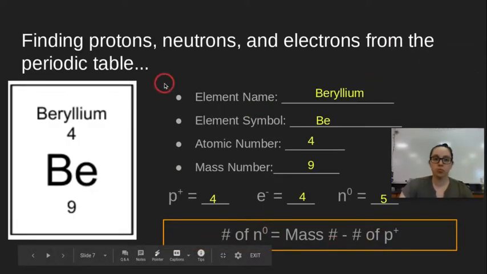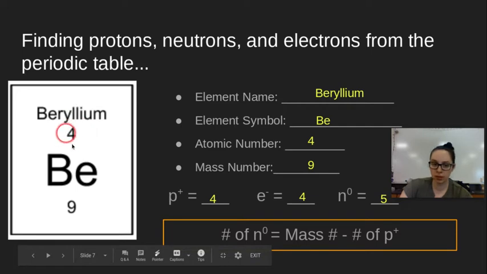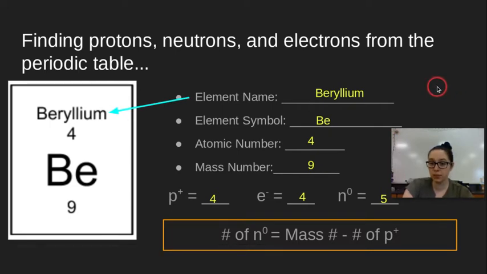So, finding protons, neutrons, and electrons from the periodic table. This is what you'll see typically. You'll have the name, your atomic number, your symbol, and your mass number. We can see that our element name is right here. It's beryllium. Our atomic symbol, or element symbol, is right here, Be. The atomic number is going to be 4, and that's this guy right here. And your mass number is 9.